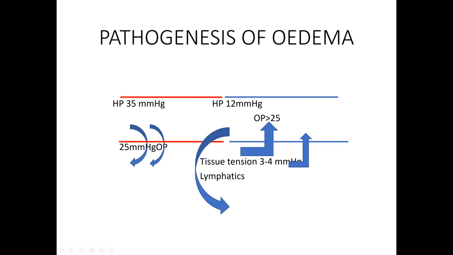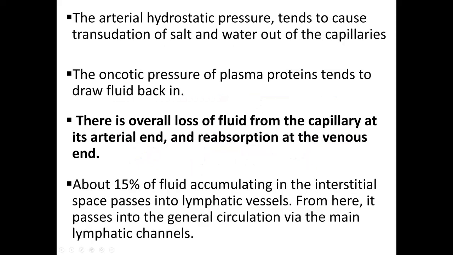Now, you can well imagine that there is tissue tension, 3 to 4 millimeter of mercury, which also holds the fluid, and the fluid is then drained by the lymphatics. The arterial hydrostatic pressure tends to cause transudation of salt and water out of the capillaries. The oncotic pressure of plasma proteins tends to draw fluid back into the circulation.